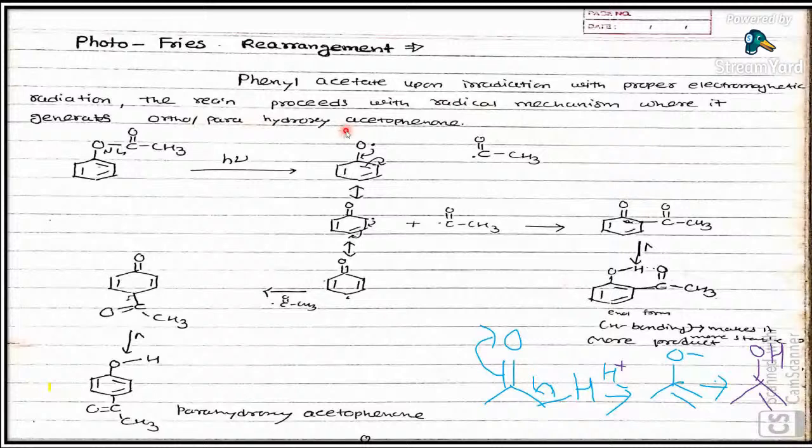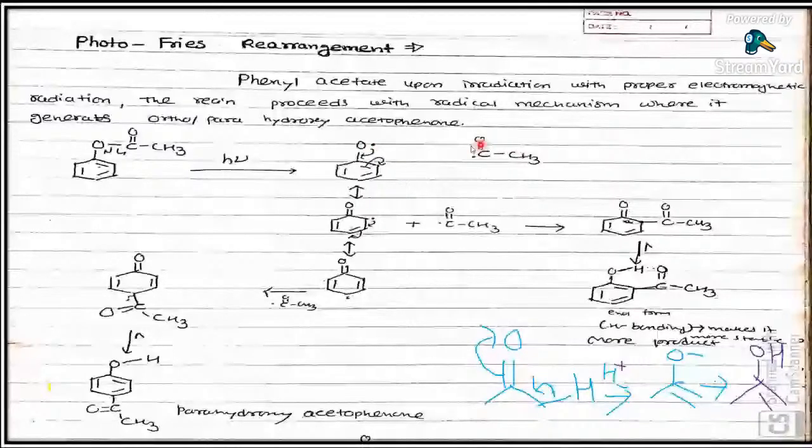Here you can see this is the phenyl acetate group, that is CH3COO, and this is the phenyl ring. So this is the phenyl and this is the acetate group. On irradiation, phenyl acetate will form radicals first. This oxygen-carbonyl bond will get broken and form two radicals. One radical will be on the CO and one radical will be on oxygen. So they have formed the phenoxide radical as well as the acetyl radical.